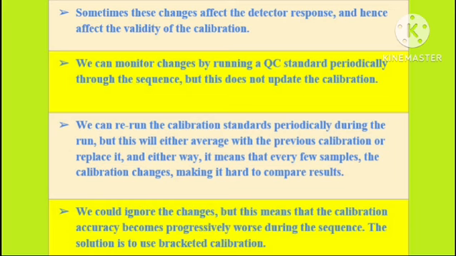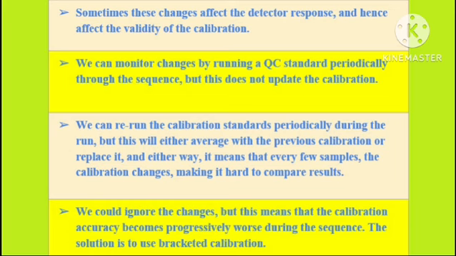We can monitor changes by running a QC standard periodically through the sequence, but this does not update the calibration. We can rerun the calibration standards periodically during the run, but this will either average with the previous calibration or replace it, and either way it means that every few samples the calibration changes, making it hard to compare results. We could ignore the changes, but this means that the calibration accuracy becomes progressively worse during the sequence. The solution is to use bracketing calibration.